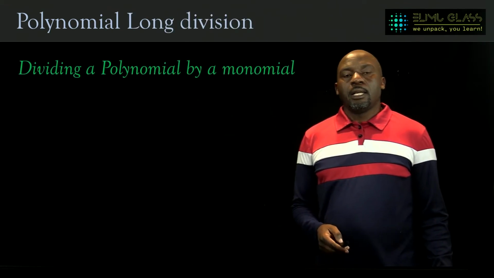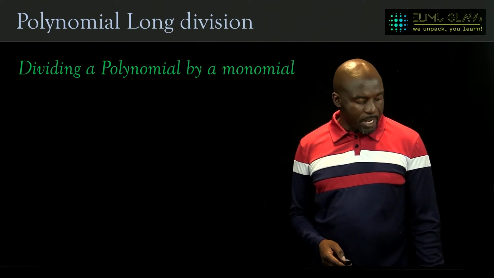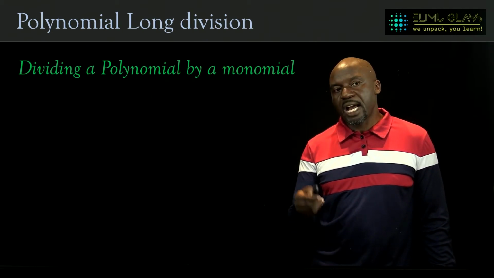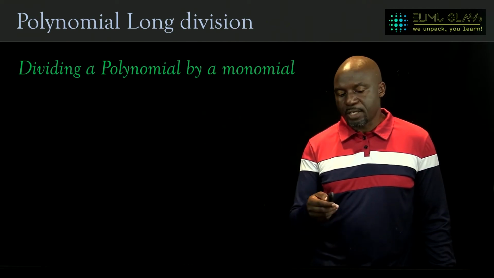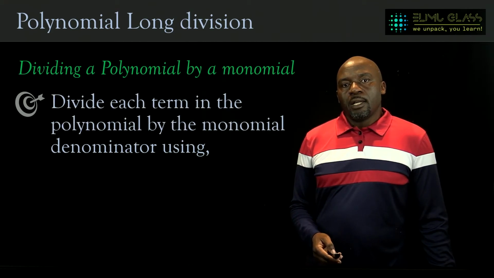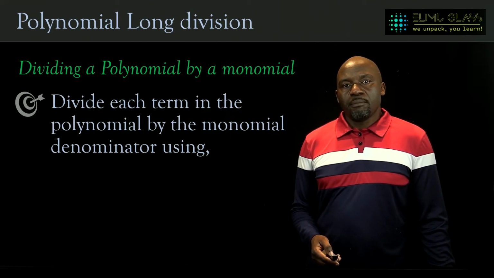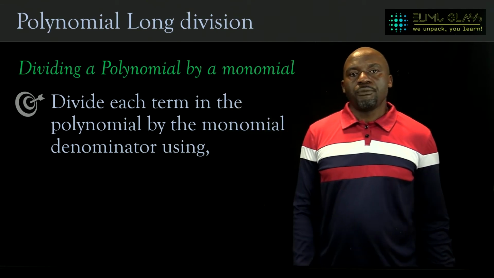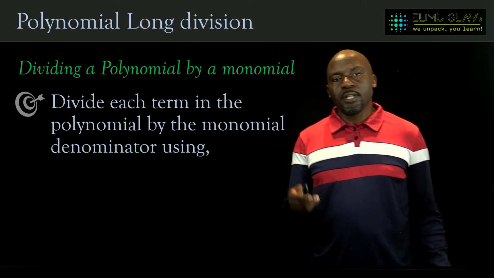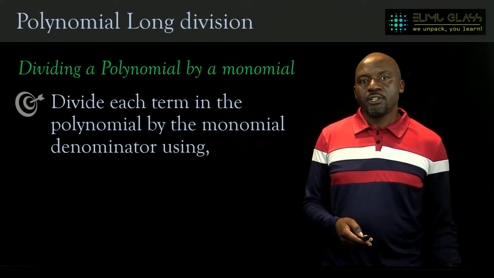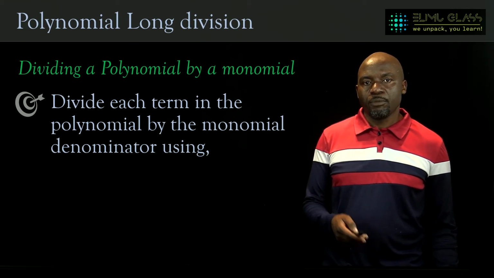Next, we want to see how to divide polynomials. So if I have a polynomial, we want to divide it by a monomial or a binomial or a trinomial. Right. So we want to divide by a monomial here. So if we are dividing by a monomial, if we have a polynomial and we want to divide it by a monomial, we divide each term in the polynomial by the monomial.